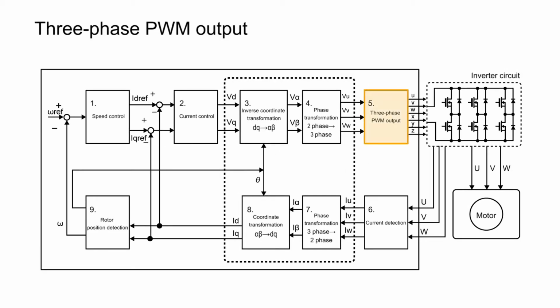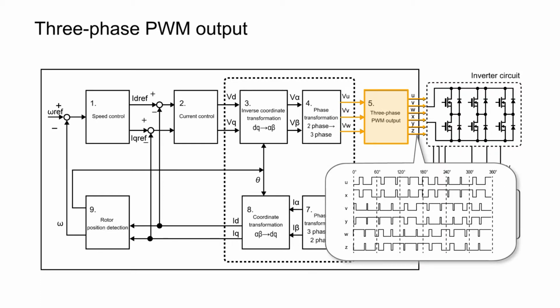We describe a three-phase PWM output. PWM signals are produced based on the set points of Vu, Vv, and Vw, to control the inverter circuit.